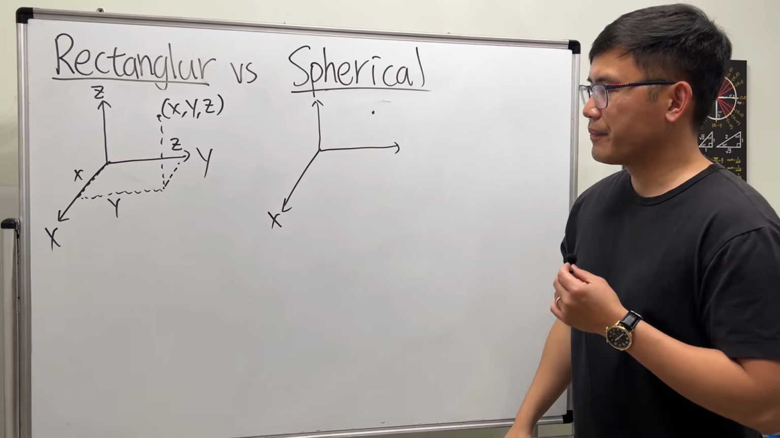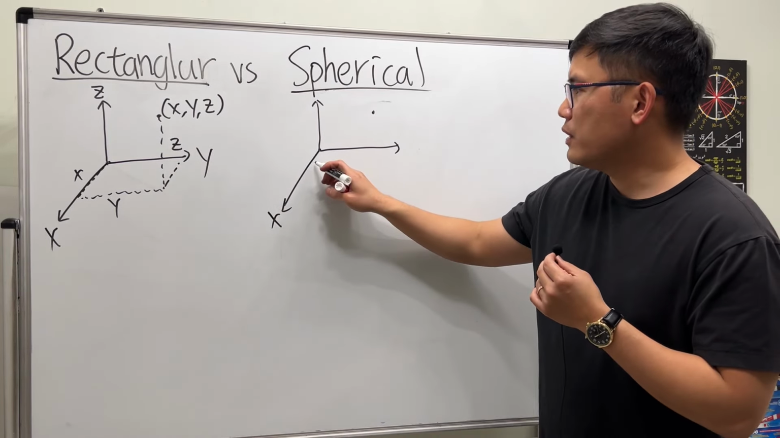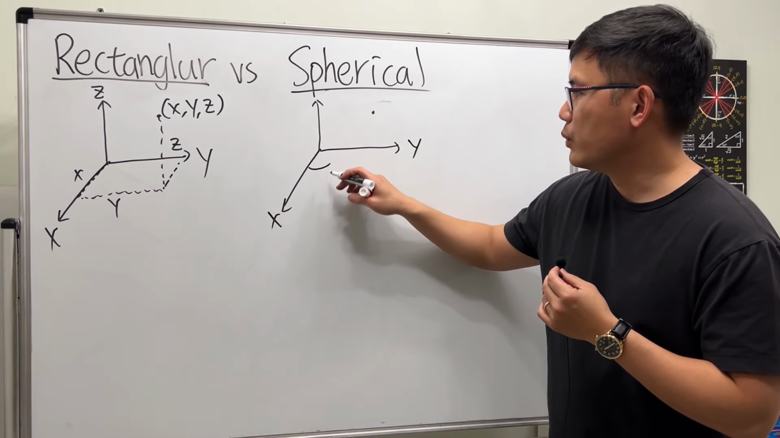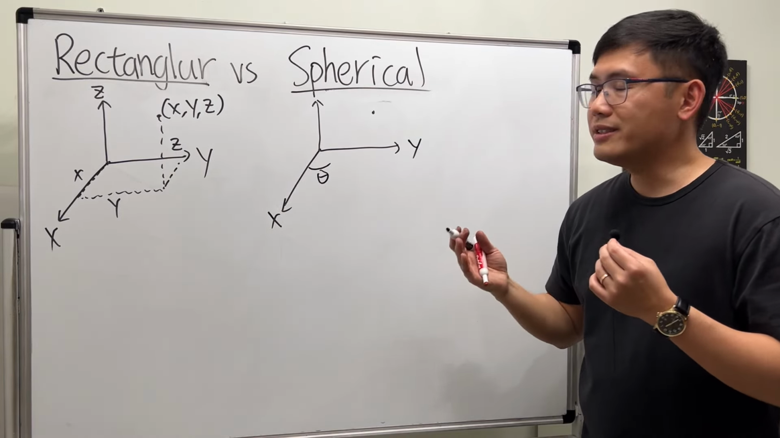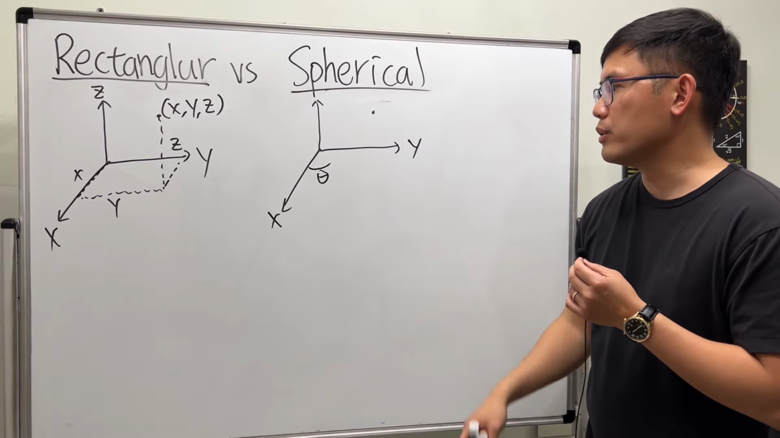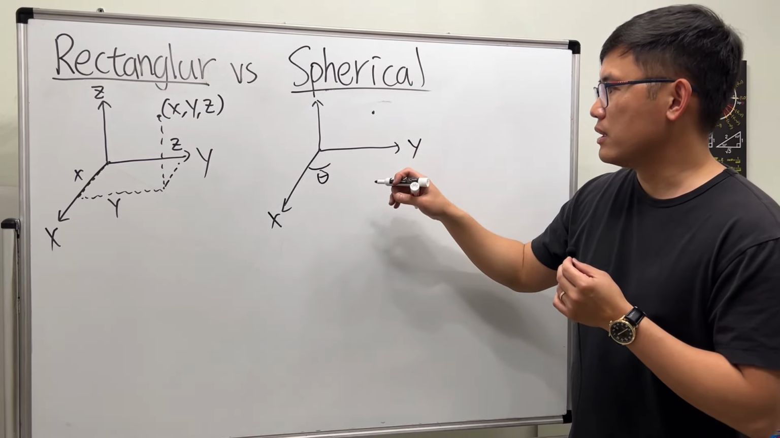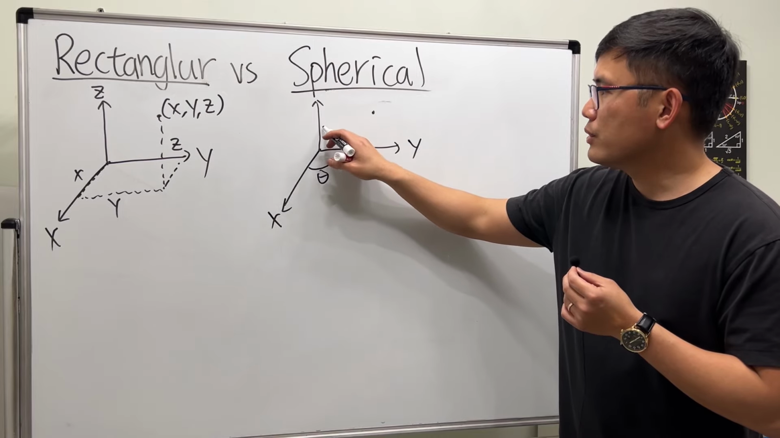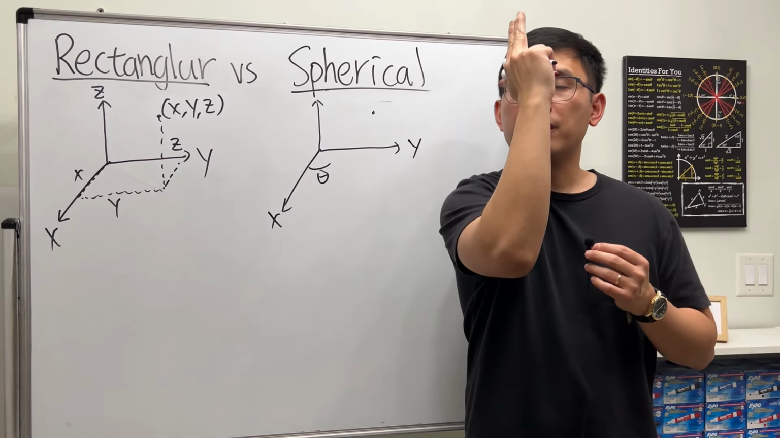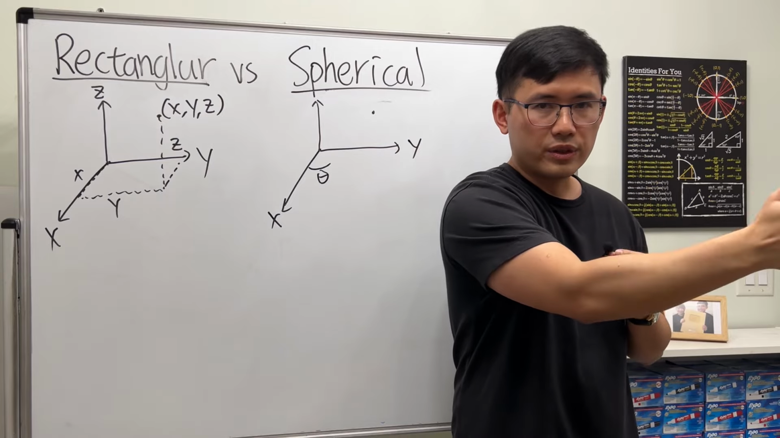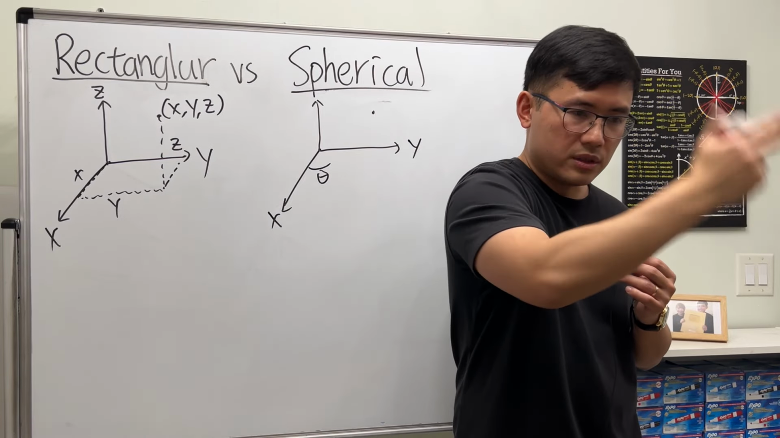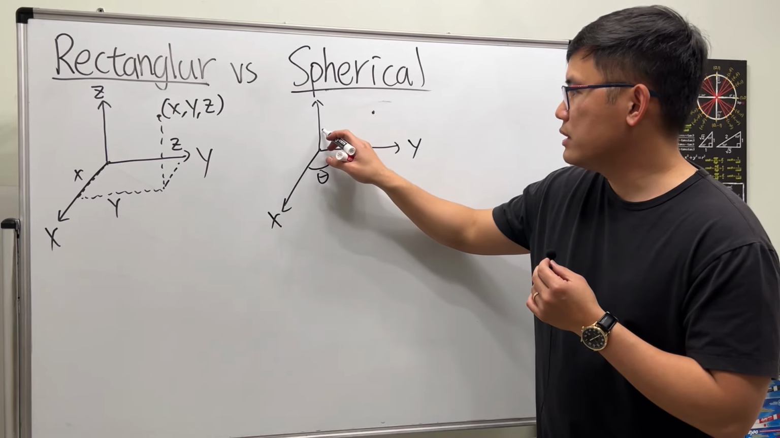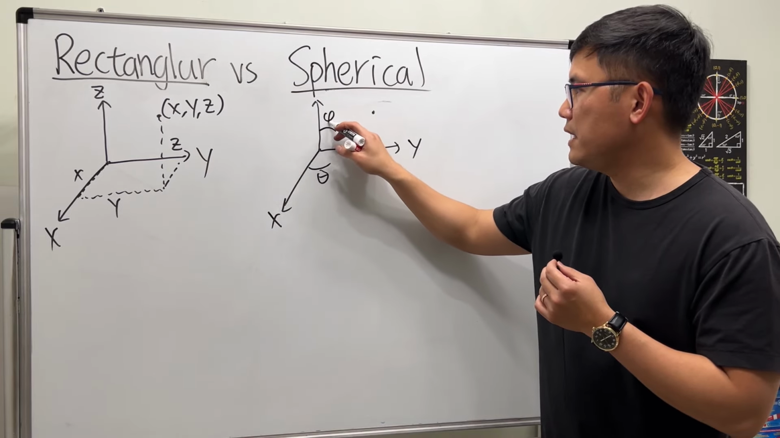So first rotation in the XY plane, we call that theta, just like what we did earlier with the polar case, also the cylindrical case as well. And then I will also have to remember from here, the positive z-axis, this rotation. So the second rotation is 180 degrees, right? We call this rotation phi.